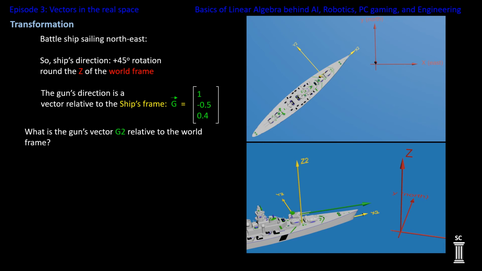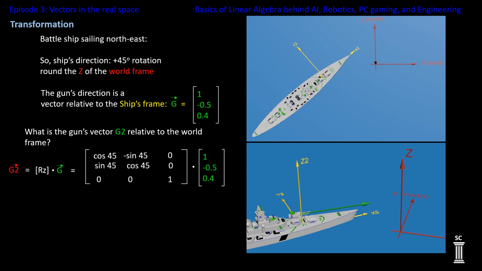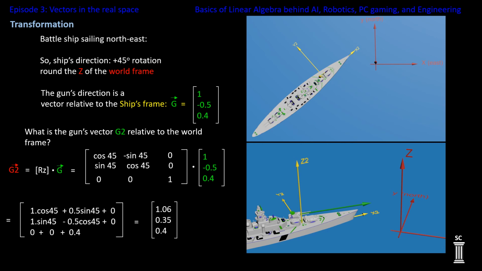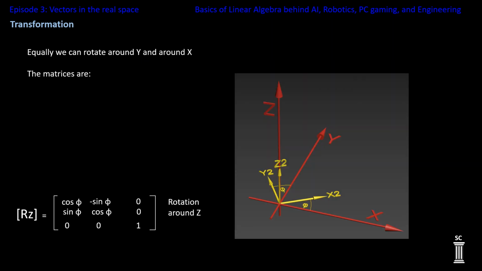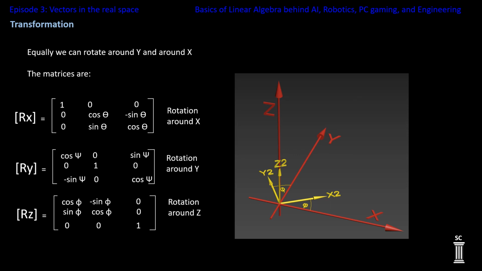In order to know that, we have to use the rotation matrix and make the scalar product with the green vector. I've worked it out. Here's the result. So far, we've only rotated around the z-axis. But of course, you can also rotate around the x or y-axis. Here are the 3 rotation matrices.